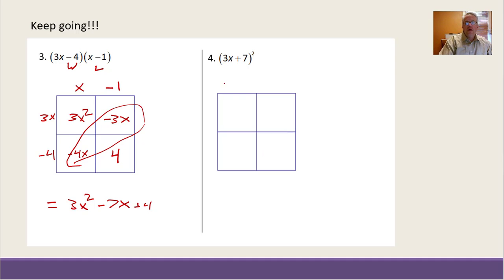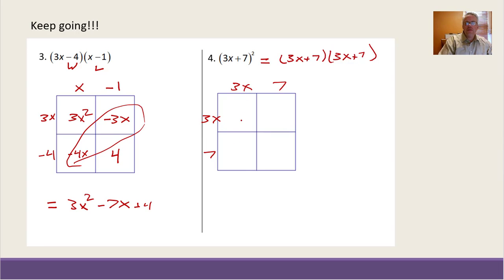Okay. If we have a binomial squared, we've got to remember that this is equal to 3x plus 7 times itself. So we can use the box method to do this. We need a 2 by 2 box. This time the width and the length are the same, 3x and 7.